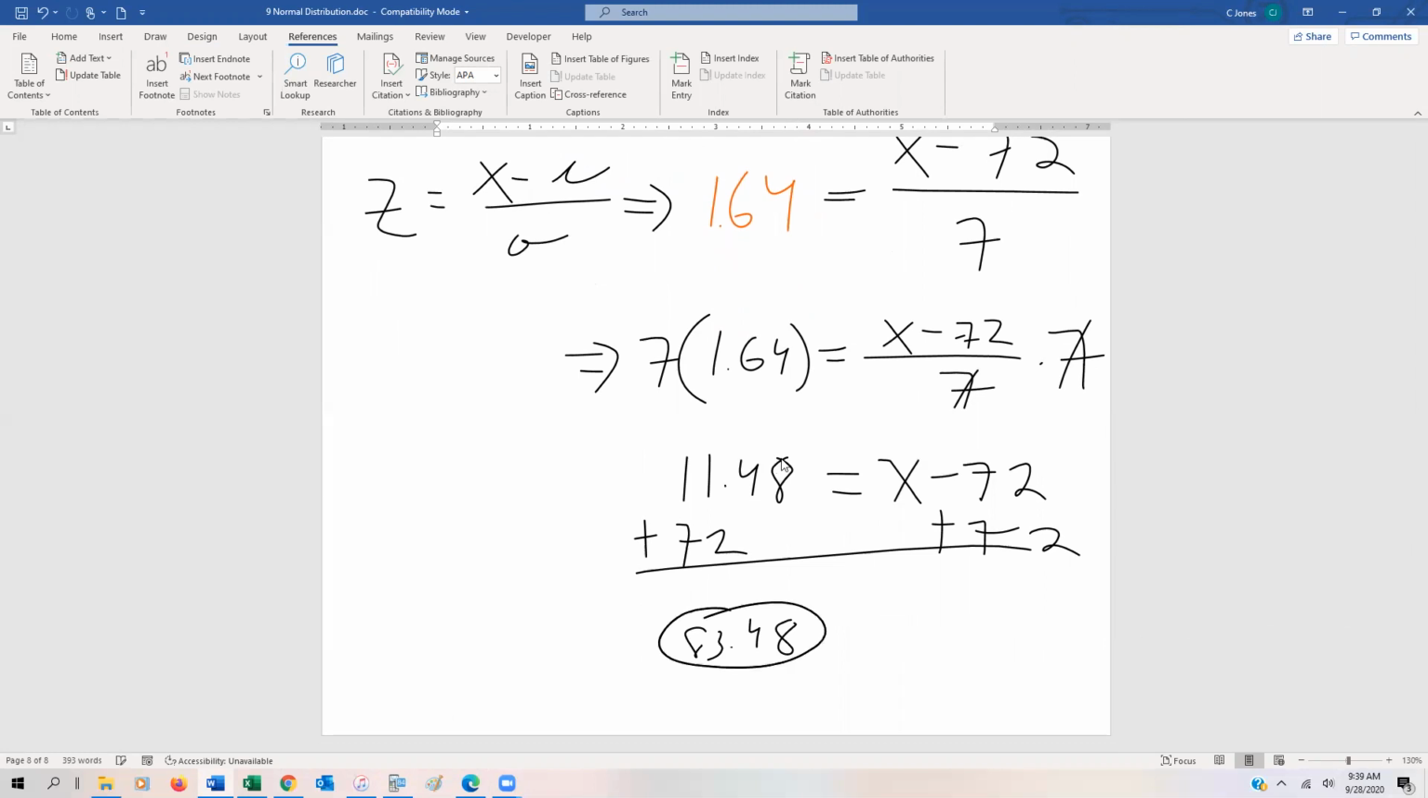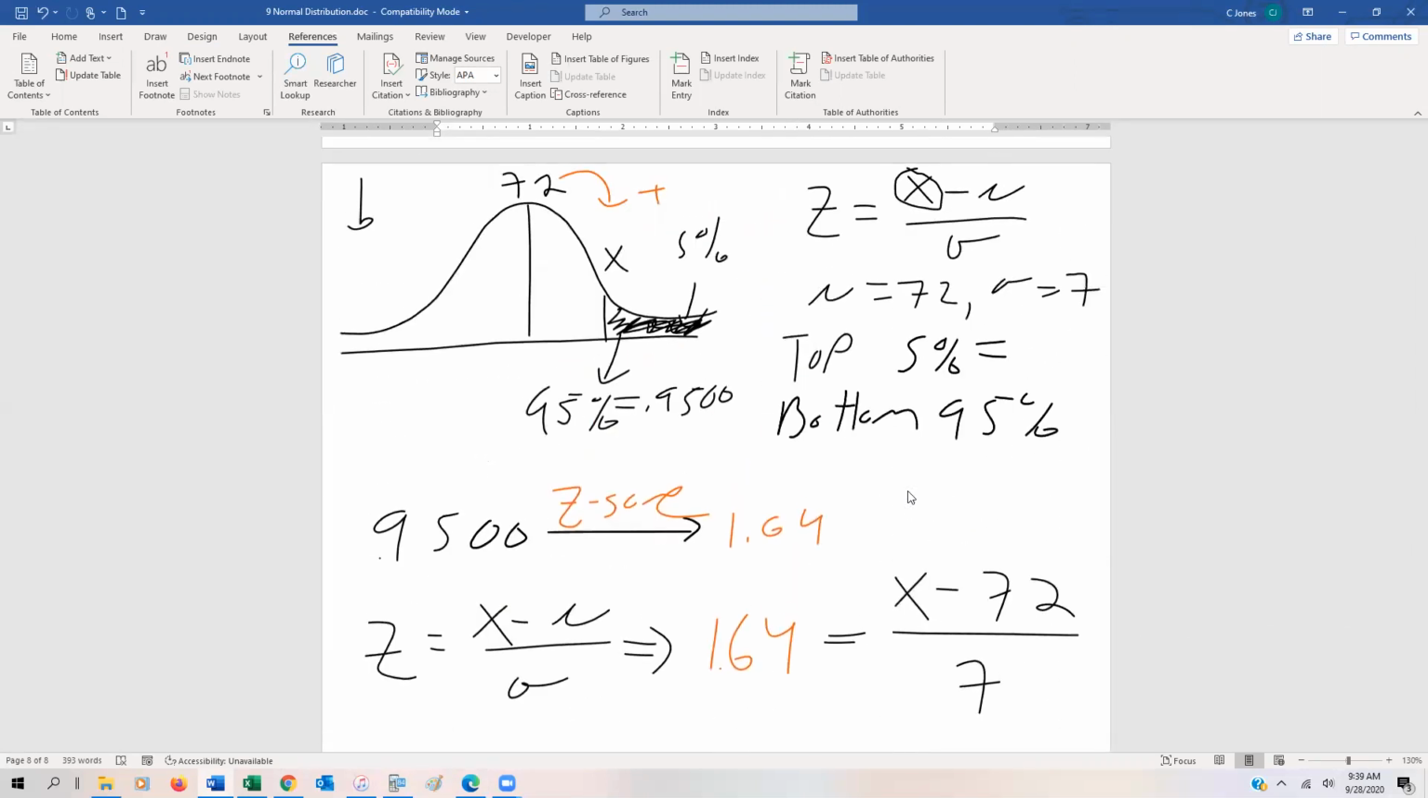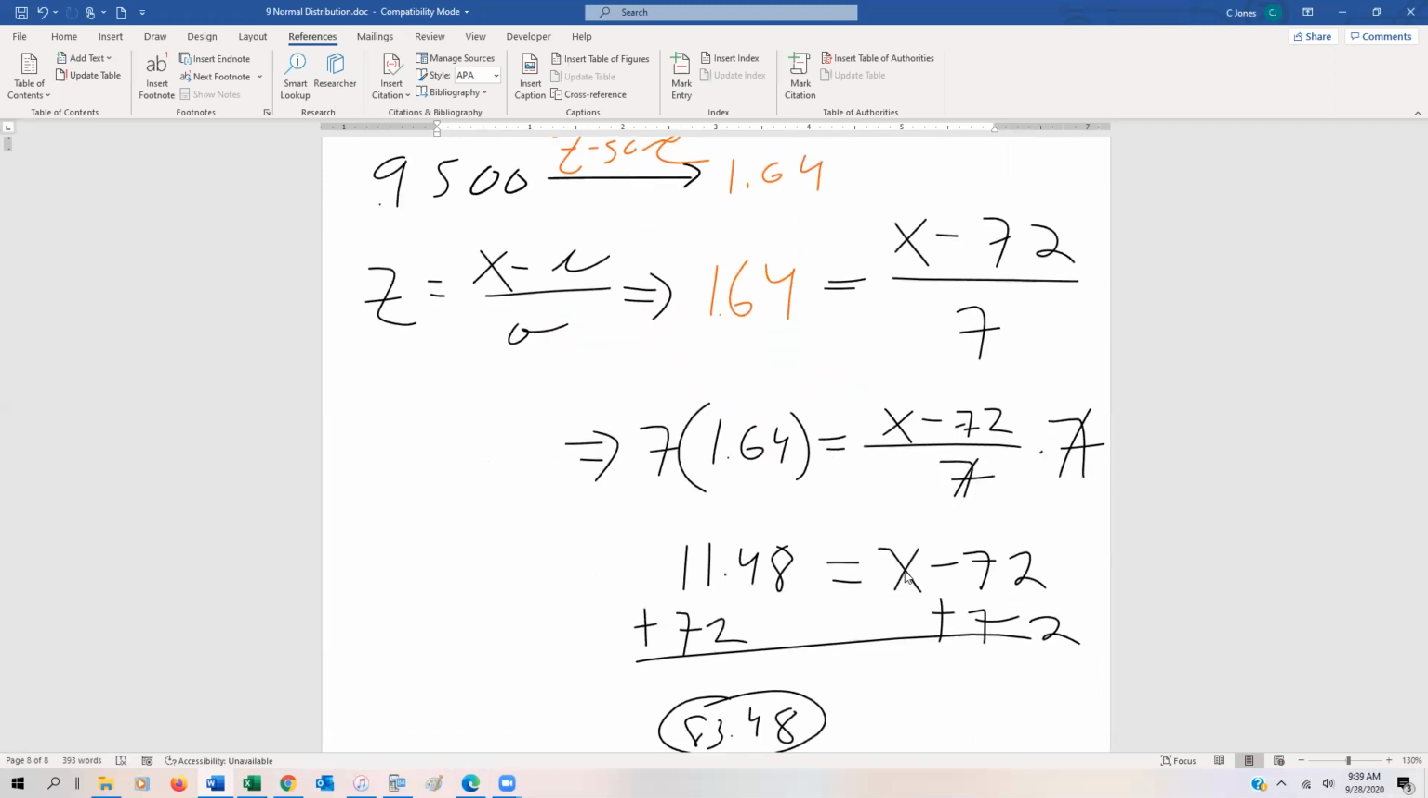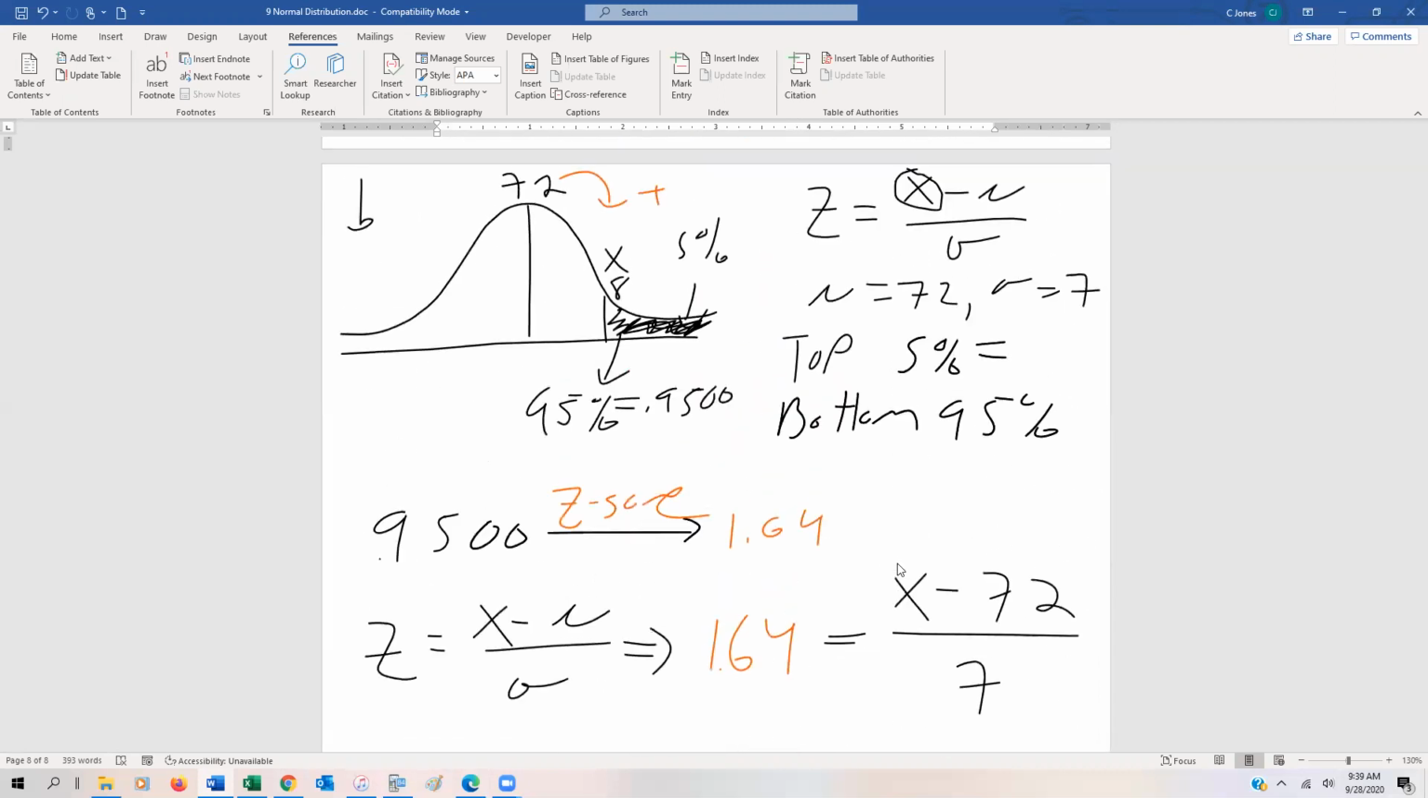And we're going to plot it just to make sure it makes some sense. So we go back up here, and our x is going to be 83.48, excuse me. Right? And that makes sense. Okay, that's about 11 over 11 and a half. So it makes sense, and it's more than one deviation, but less than 2 deviations.